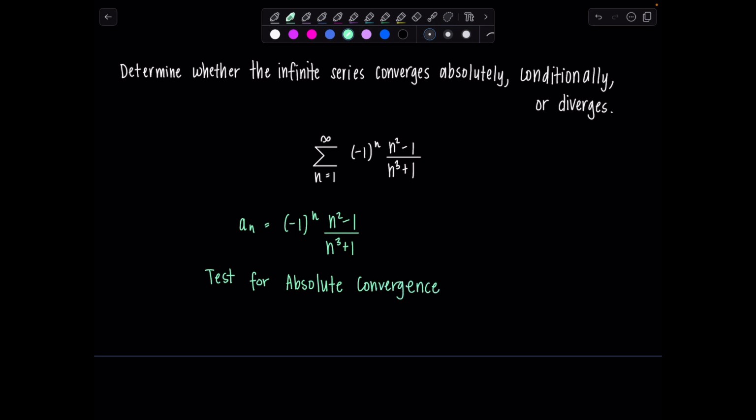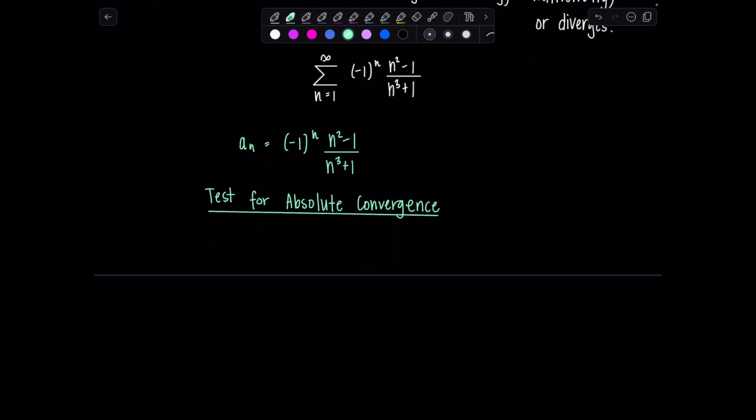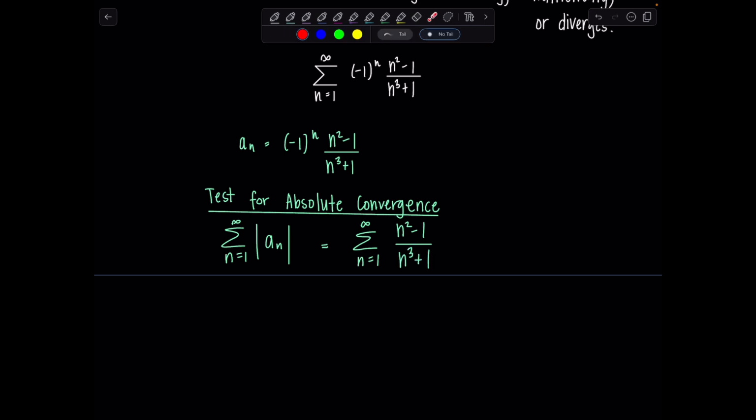And so I'm going to take the absolute value of a_n and decide whether or not that series converges or diverges. So we're going to look at the sum, n equals 1 to infinity, of the absolute value of a_n. And what that's going to do is make this negative 1 to the n positive 1 to the n. So we don't need to write it anymore. 1 to the n is just 1. So we're looking at the sum, n equals 1 to infinity, of n squared minus 1 over n cubed plus 1. Now I have to pick an appropriate test to determine whether this series converges or diverges.